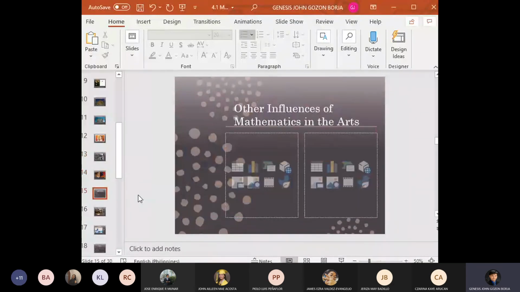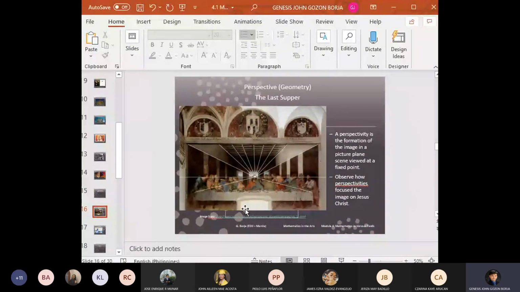All right. So here are some other influences of mathematics in the art. So we have the Last Supper. We already discussed this when we talked about projective geometry, di ba? So again, this was Leonardo da Vinci's work, and of course, this follows perspectivities. No?